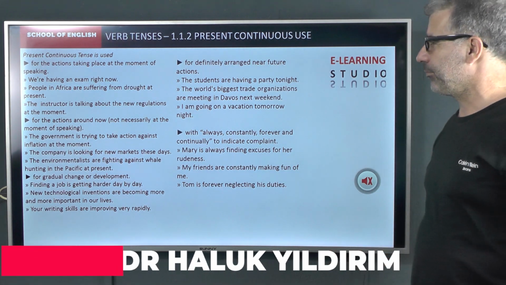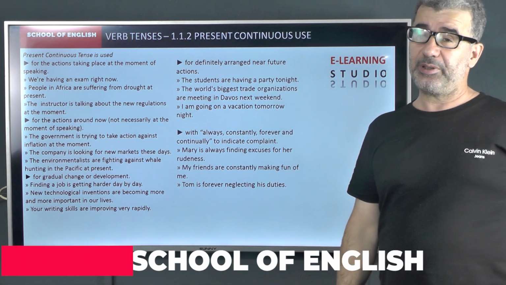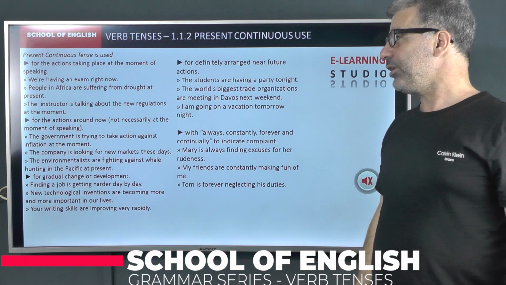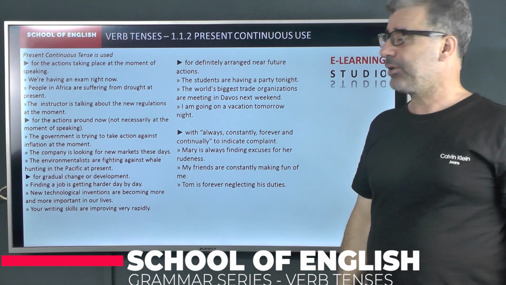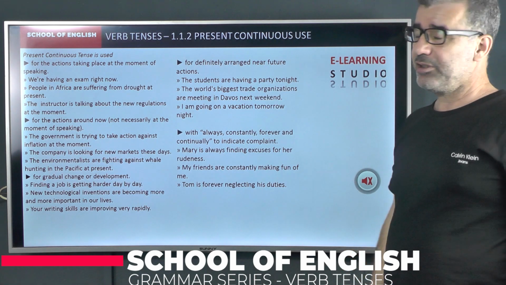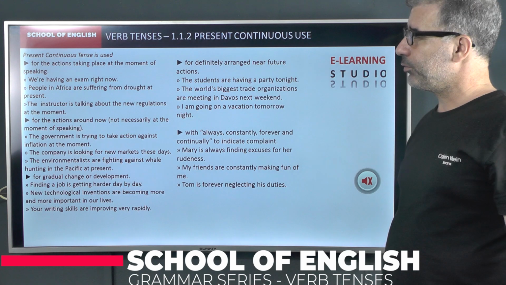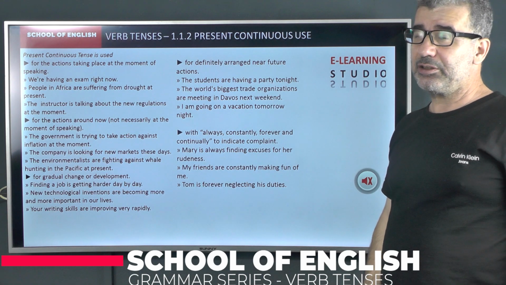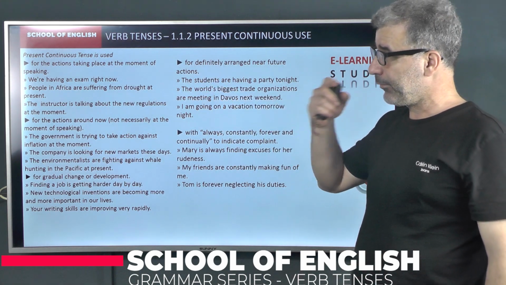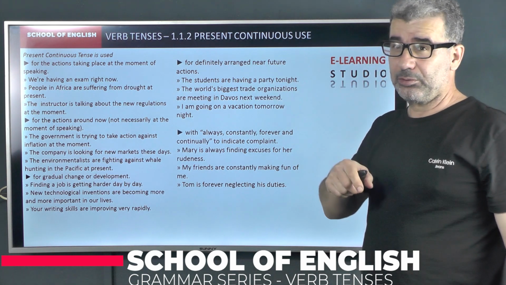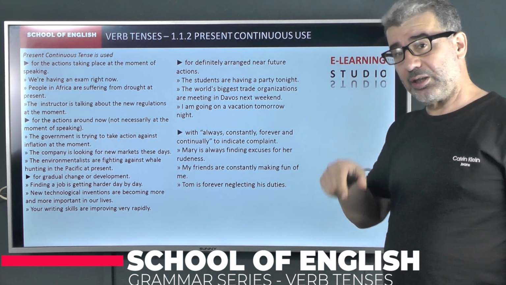In this lesson, we're going to study the use of present continuous tense. Where do we use present continuous tense? The first one is its main usage: for the actions taking place at the moment of speaking. Now, for the actions taking place now.